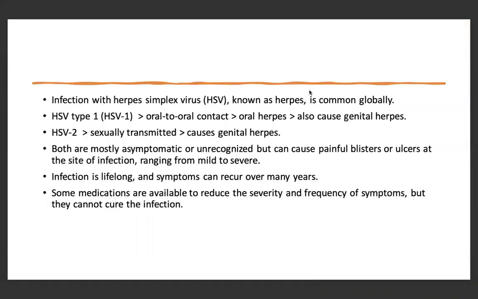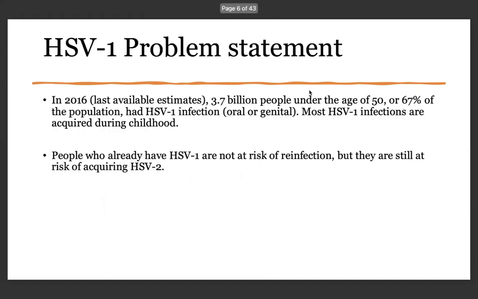Introduction. Infection with herpes simplex virus, known as herpes, is common globally. HSV type 1, through oral to oral contact, causes oral herpes, and can also cause genital herpes. HSV2 is sexually transmitted and causes genital herpes. Both are mostly asymptomatic or unrecognized but can cause painful blisters or ulcers at the site of infection, ranging from mild to severe. Infection is lifelong and symptoms can recur over many years. Some medications are available to reduce the severity and frequency of symptoms, but they cannot cure the infection.